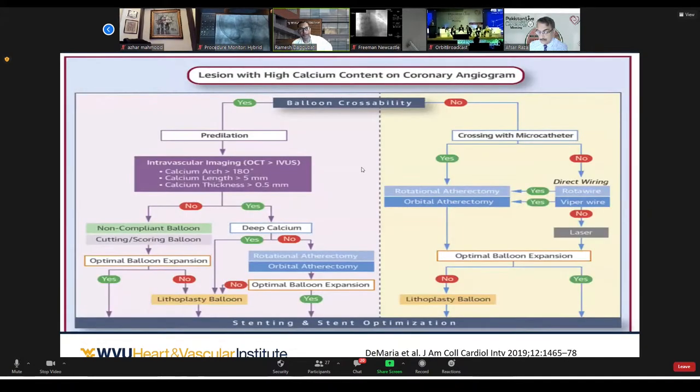With angiographic severe calcification, go for atherectomy strategies directly. This is a much better algorithm. You look at balloon crossability. As I said, if there's nothing, go with rotational atherectomy or orbital atherectomy. And I think direct wiring is also possible.